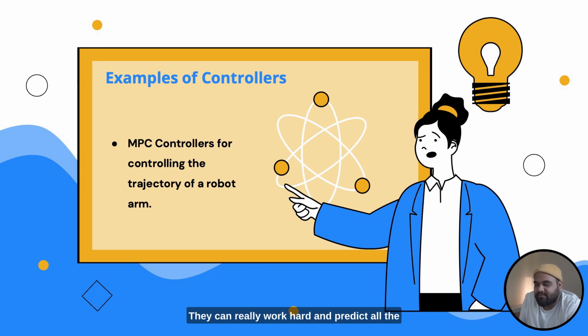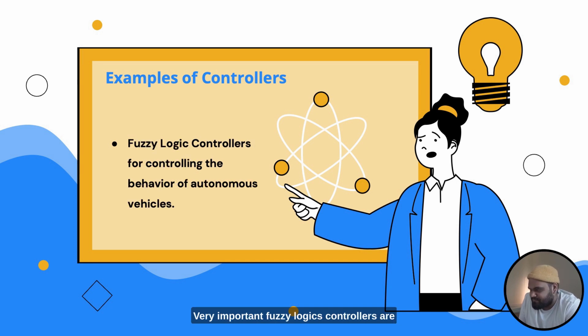Okay, they can really work hard and predict all the future outcomes, and can save your vehicle and also the robot if you are working with one. Okay, very important. Fuzzy logic controllers control the behavior of autonomous vehicles. Of course, fuzzy logic is also used in autonomous vehicles.